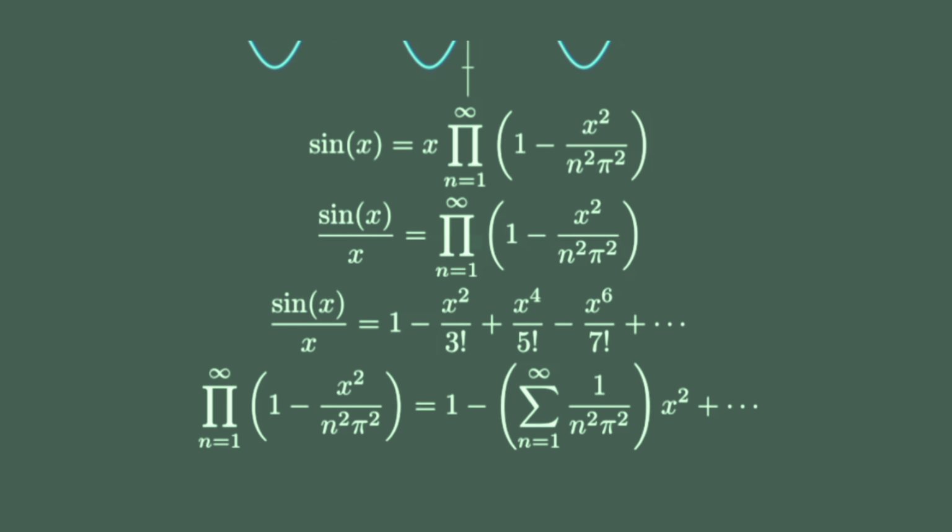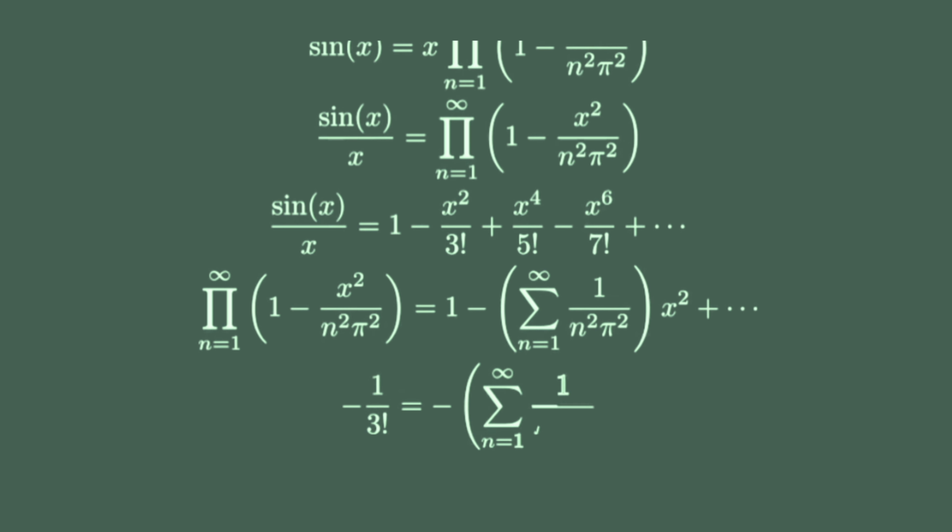If we expand the product, the coefficient of x squared comes from picking the x squared term from exactly one factor and the constant term from all the others. That coefficient is the negative of the sum of 1 over n squared pi squared. So the product begins as 1 minus x squared times the sum of 1 over n squared pi squared, plus higher powers. Let's write that carefully.